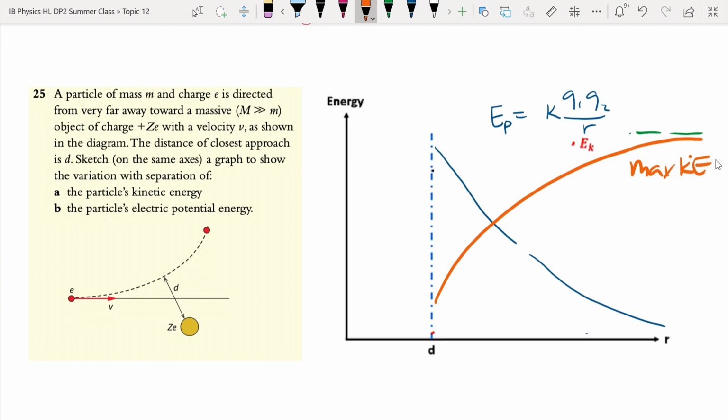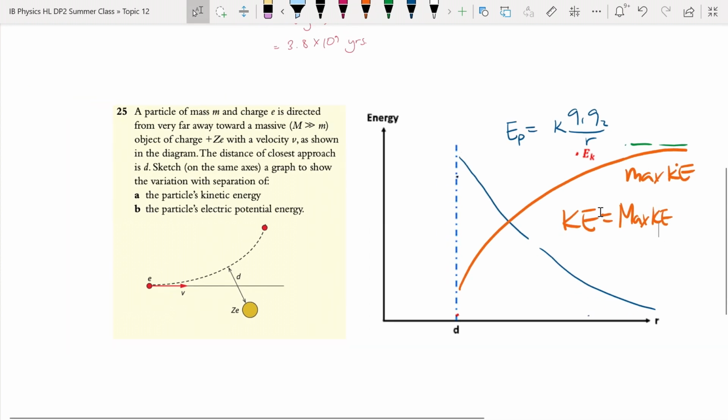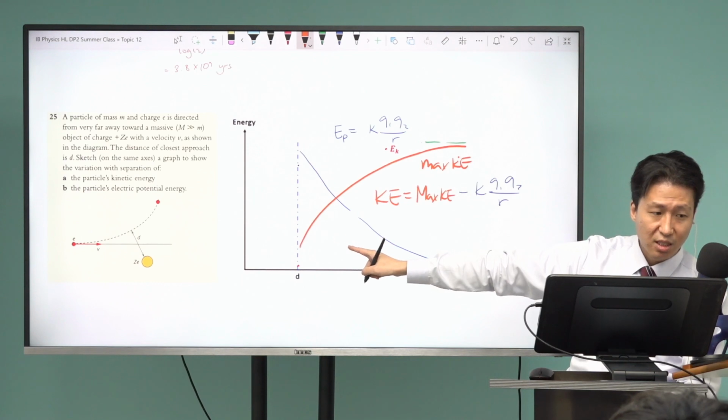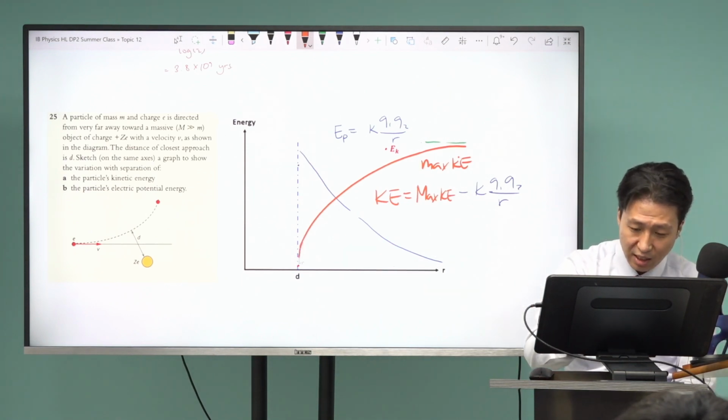So how does it vary? Well, as it gets closer, you just have to take away the potential energy. So it has this maximum kinetic energy, or the initial kinetic energy it had before it came anywhere close to this atom. And then from here, you subtract k Q1 Q2 over r. So it goes down like so. And when it reaches the minimum distance, the kinetic energy is actually 0.